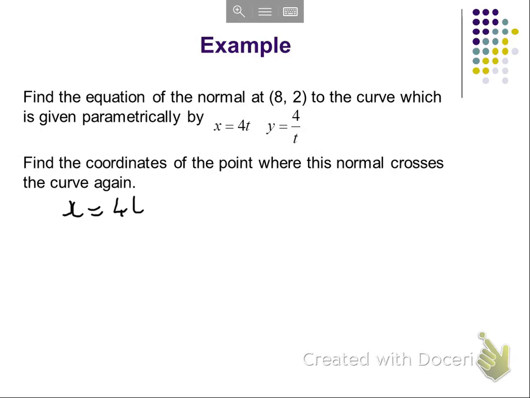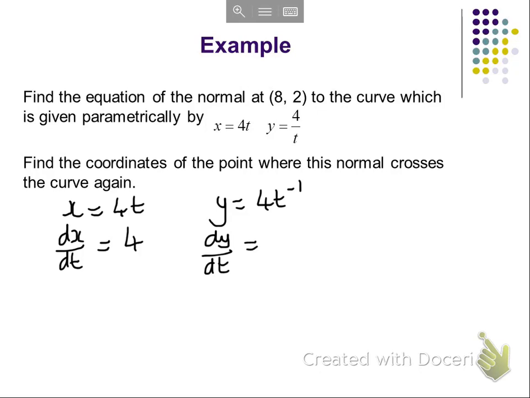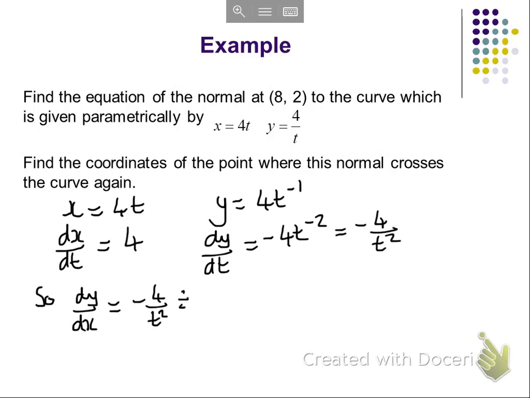then equate these two to work out our x coordinate. So we can say if x equals 4t, then dx by dt will equal 4. And if y equals 4t to the minus 1, then dy by dt will equal minus 4t to the minus 2, or minus 4 over t squared. So dy by dx is going to equal minus 4 over t squared divided by 4, which is minus 1 over t squared.